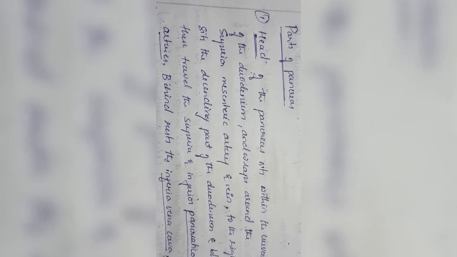Parts of the pancreas. Head. The head of the pancreas sits within the curvature of the duodenum and wraps around the superior mesenteric artery and vein. To the right sits the descending part of the duodenum, and between these travel the superior and inferior pancreaticoduodenal arteries. Behind rest the inferior vena cava and the common bile duct. In front sits the peritoneal membrane and the transverse colon. Processes emerge from below the head, situated behind the superior mesenteric vein and sometimes arteries.